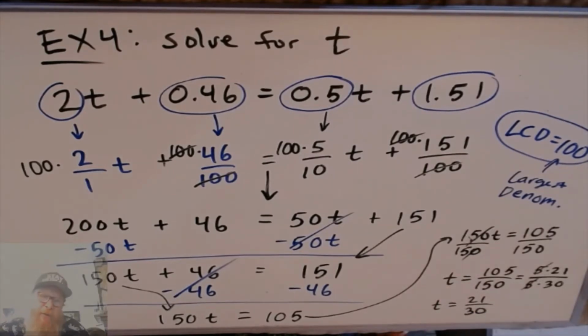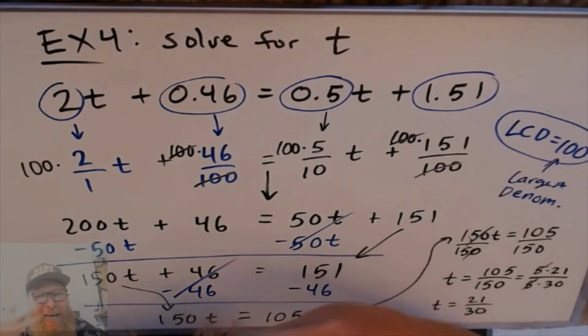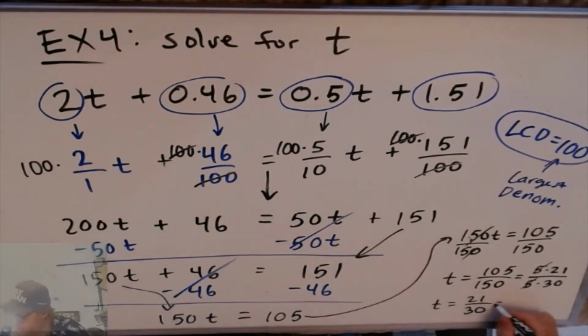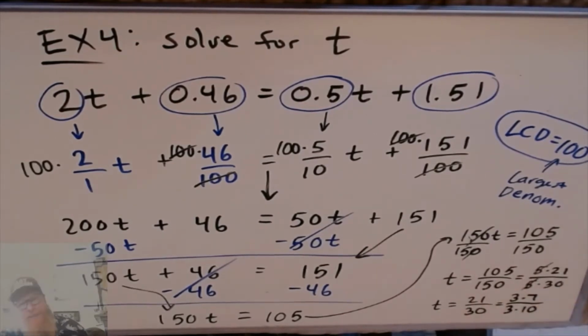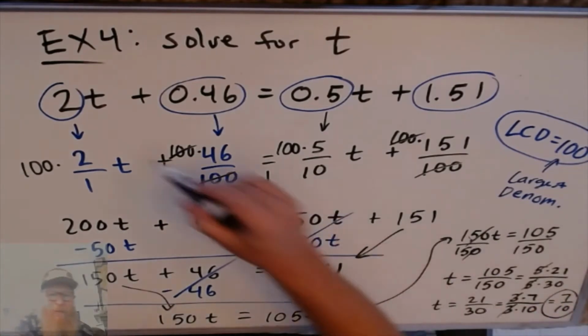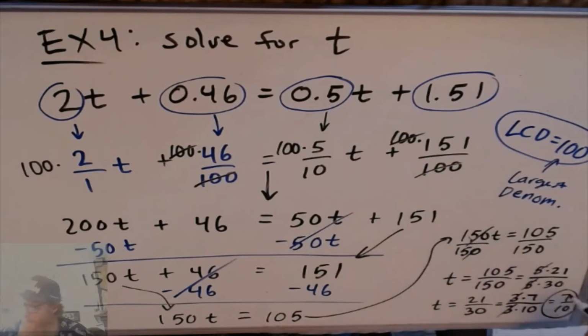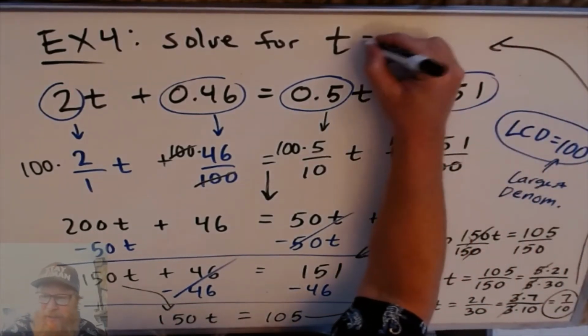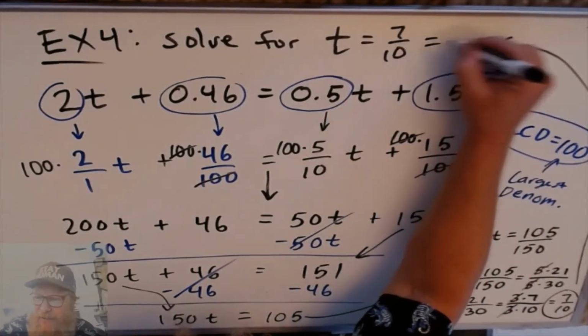Can you stop? No! 21 and 30 are both divisible by 3. So you have 3 times 7 and 3 times 10. So you have 7/10. All right. Now remember, the problem was a decimal. So my solution is 7/10.